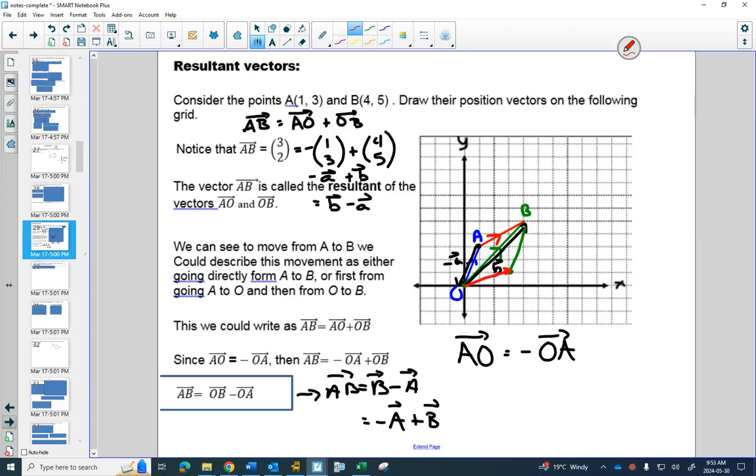It's in a different place, but vectors are free. As long as it has the same length and the same direction, it's the same. It doesn't matter where it starts. Only position vectors are forced to be in their spots. But the vector AB, which is 3, 2, could be anywhere.